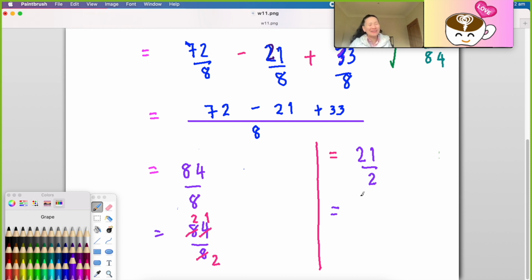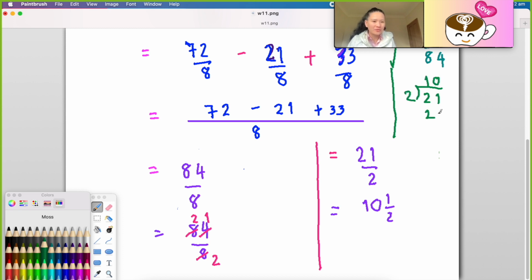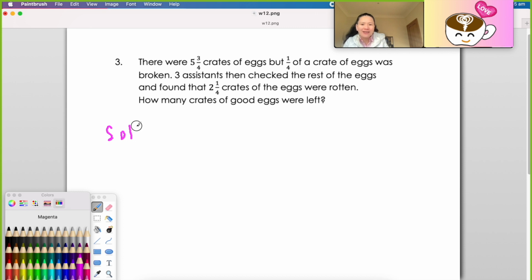Or if you don't know about this one, you can do the workout here. 21 divided by 2 is 10, and 20 minus 21 leaves 1. So it is 10, the remainder is 1, and the denominator is 2. And this one is your answer. Does that make sense? Write out the solution.